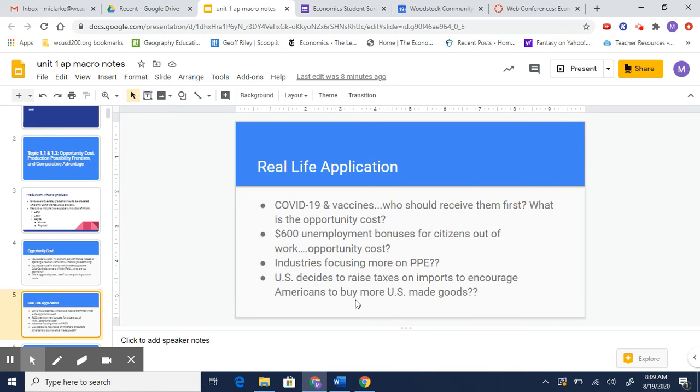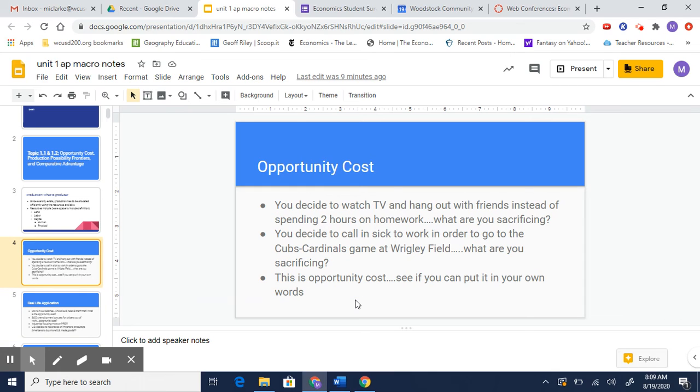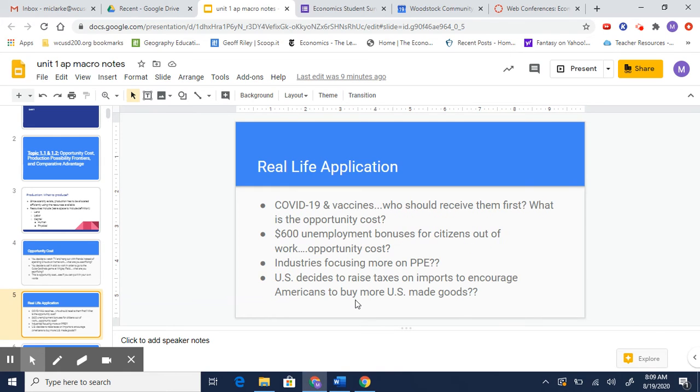Okay, so here's some other examples of opportunity cost. And opportunity cost is essentially giving up something when making a decision. It's a trade-off. You're sacrificing the next best choice. So everything in life revolves around opportunity cost. Every decision you guys make has an opportunity cost.